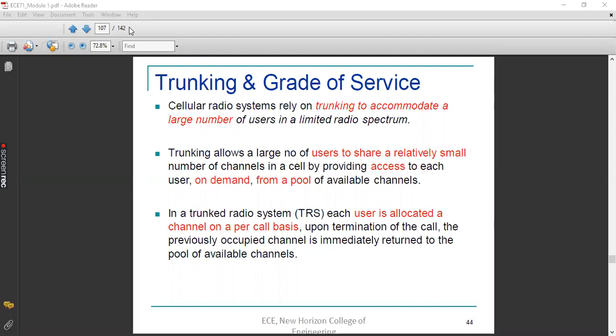The concept of trunking is nothing but the allotment of channels from the available set of channels in the pool. After the termination of that particular call, the channel will get back into the pool and it will be waiting for another new call which is requesting service from the system. Hope it is clear. Any doubts with respect to the concept of trunking?